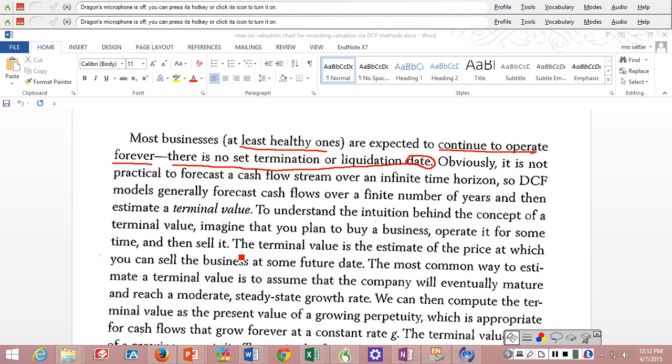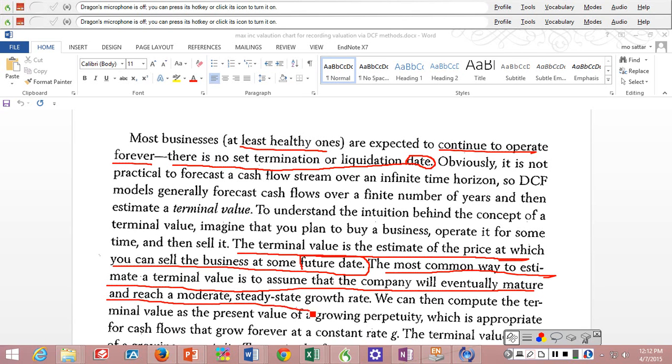The terminal value, according to the book, is the estimate of the price at which you can sell the business at some future date. So the keyword is the future date. The most common way to estimate a terminal value is to assume that the company will eventually mature, which means it will not continue to grow at the rate a business grows in its first few years, like Max Inc. does, and will eventually reach a moderate, steady-state growth rate. Basically, it will grow with the overall economy, and a good number for the growth rate once the business is mature is probably 3% in the United States, because that's on average what the economy is growing.